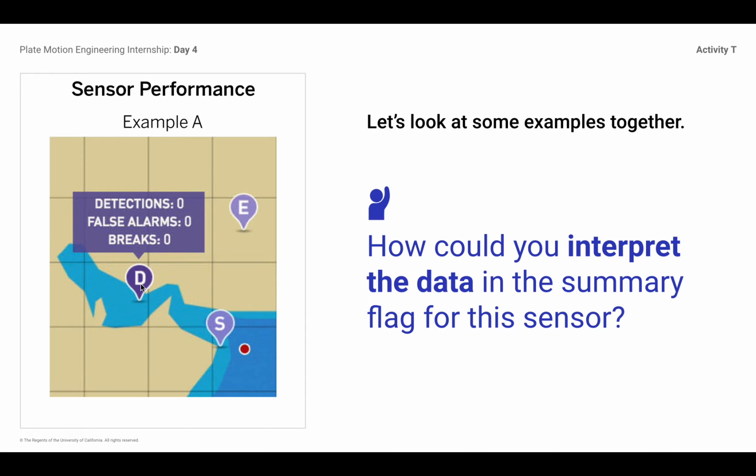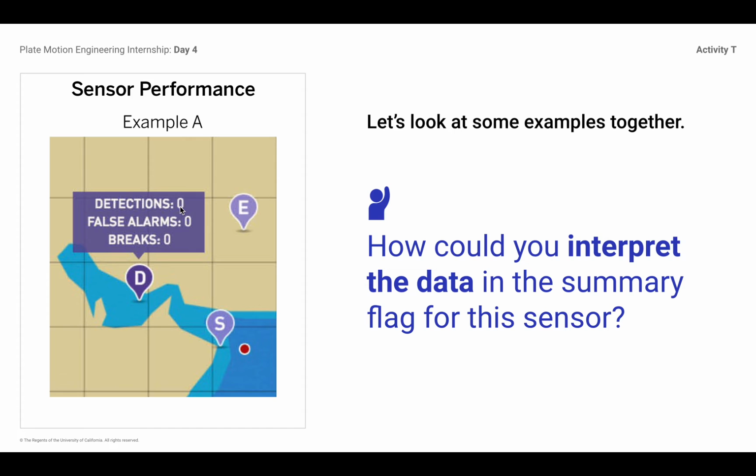This is a deep water sensor, and it tells me that I had 0 detections. So 0 tsunamis were detected, 0 false alarms, 0 breaks. At first, you might be tempted to look at that and go, oh, great, I have 0 false alarms and 0 breaks. This is a great one.